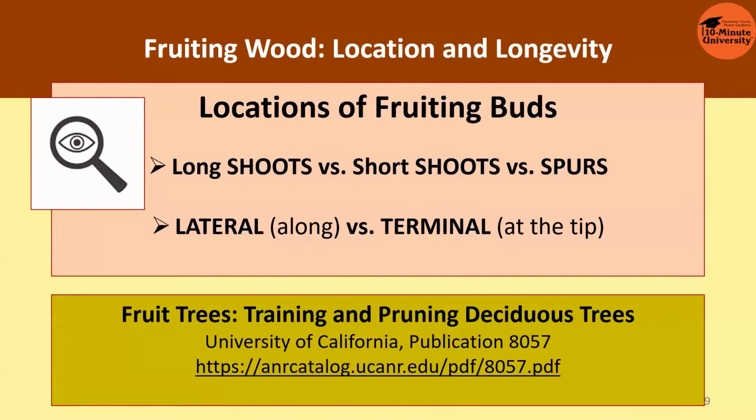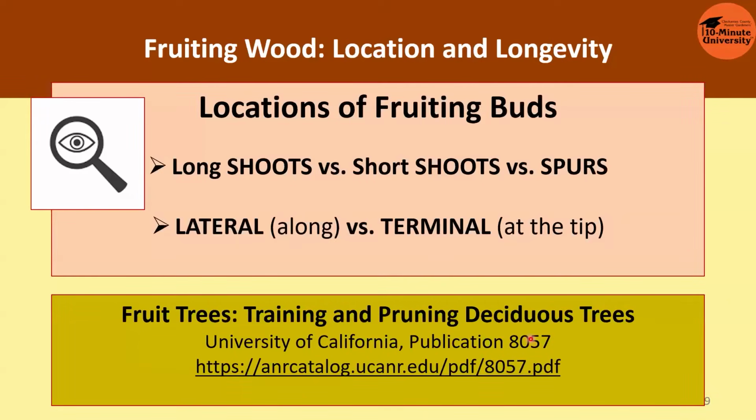But with fruit tree pruning, it's really about managing fruiting wood. And the first thing we need to know is where are the fruiting buds? Well, they grow on shoots or spurs, and some trees have both. They can be positioned along the shoots, which is called lateral, or they could be at the tip of the shoots and spurs, and that's called terminal.